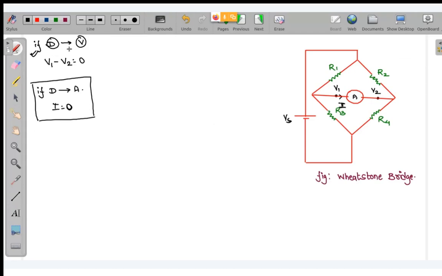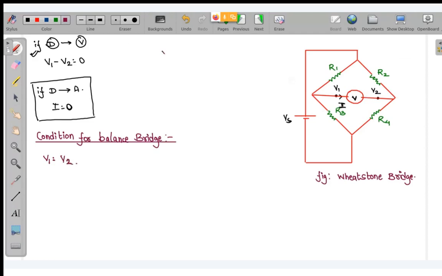So suppose my detector is a voltmeter. If it is a voltmeter, let us calculate the condition for balance bridge. Okay, condition for balance bridge, let us see. So what is the condition for balance bridge? V1 should be equal to V2.